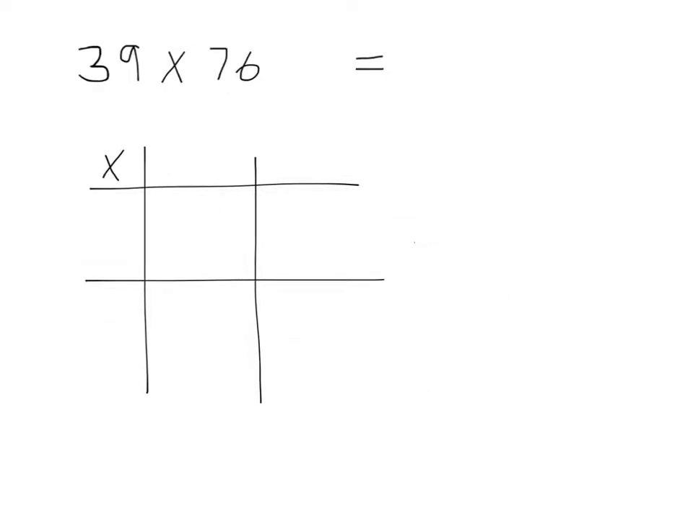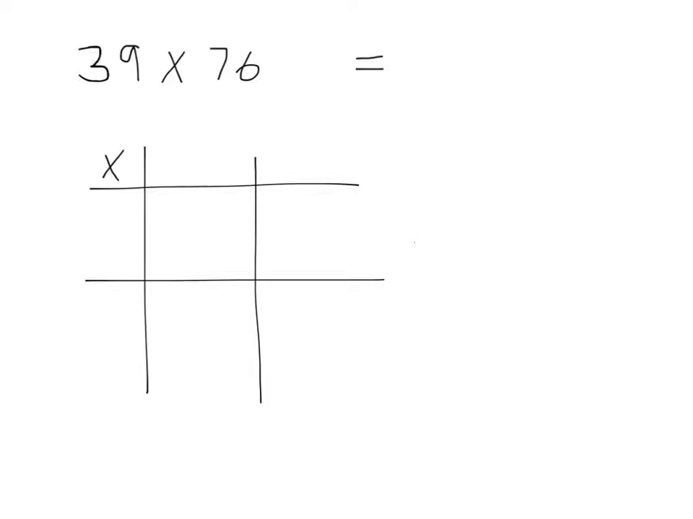Here is 39 multiplied by 76. Now if you're already feeling confident, you can pause the video and have a go at answering it for yourself before I explain it. But if you want to find out a bit more, just continue. We've got 39 multiplied by 76. We'll do what we did before.